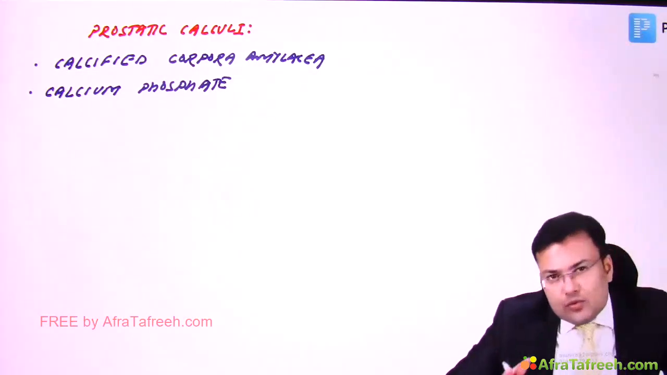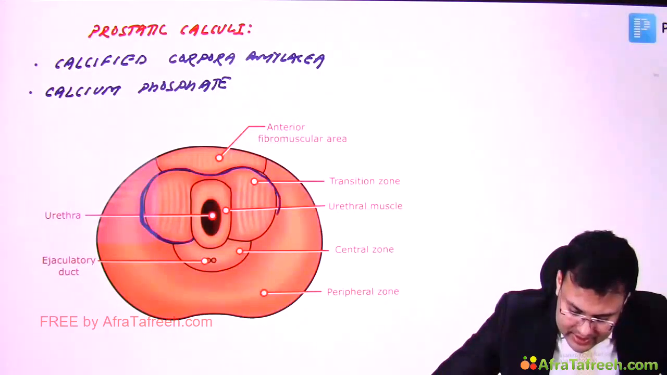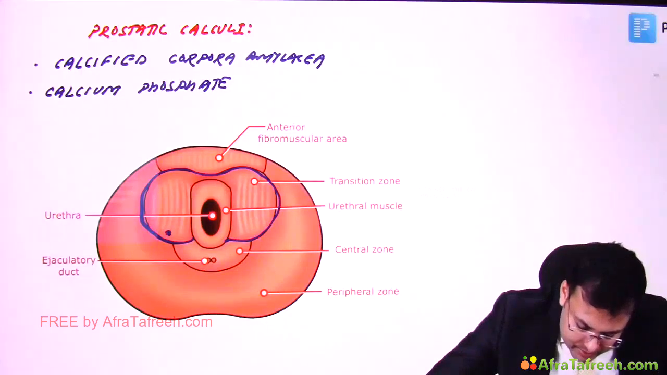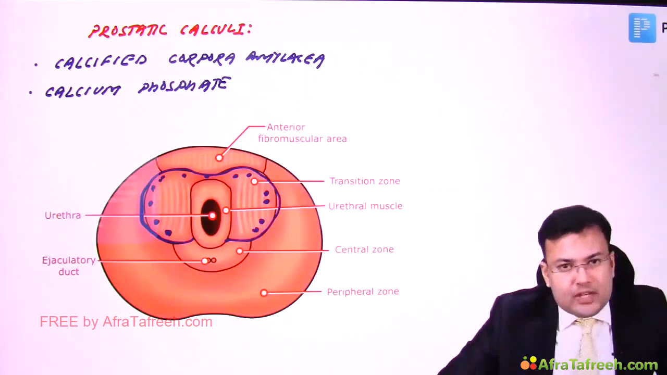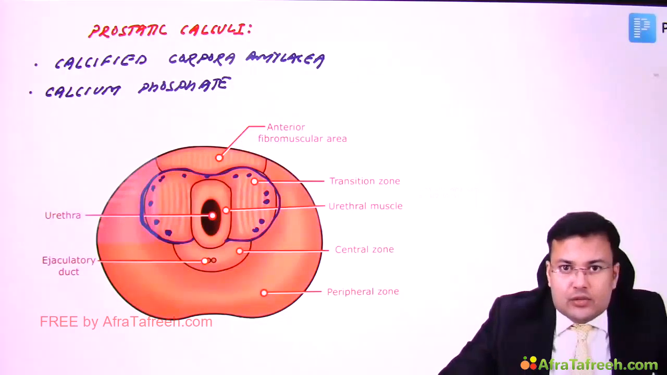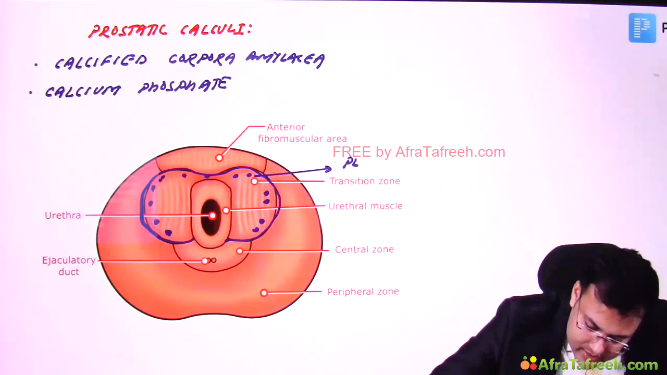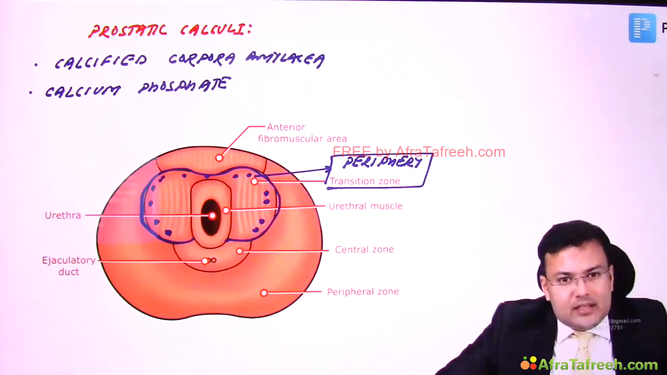Right? What is the most common site of prostatic calculi? If you see this diagram, this zone is the transition zone, right? Generally the location of this stone is the periphery of the transition zone, here. So if the question is asked, what is the most common site of prostatic calculi? Which zone? The transition zone. And in the transition zone, exactly where? The periphery. And in the majority of cases, it is asymptomatic, so generally no treatment is required.